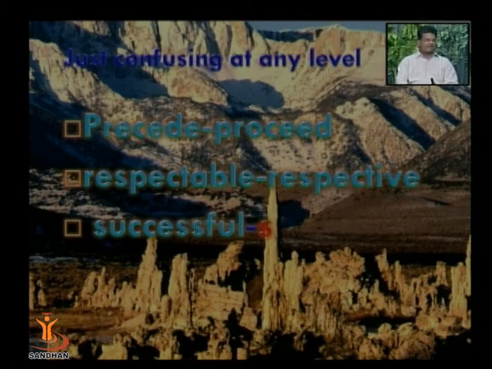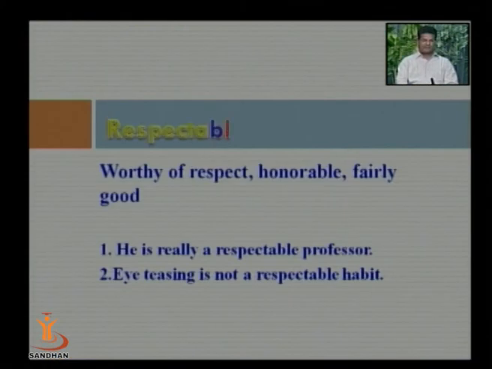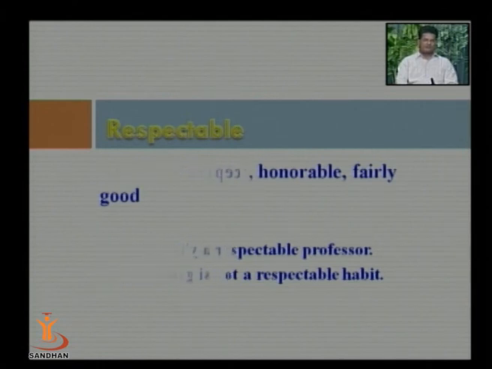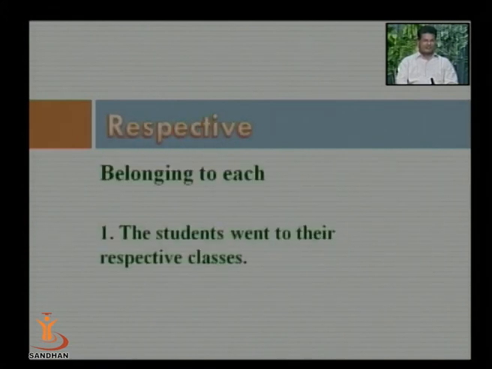Now, just confusing at any level. There are a few pairs of words which are confusing at any level. Precede, proceed, respectable, respective, successful and successive. Now first is respectable, worthy of respect, honorable, a fairly good person, one whom we should respect. While the pair opposite to it is respective, belonging to each. The students went to their respective classes. Respective class means one's own class, not others. So respective, belonging. The students went to their own classes.